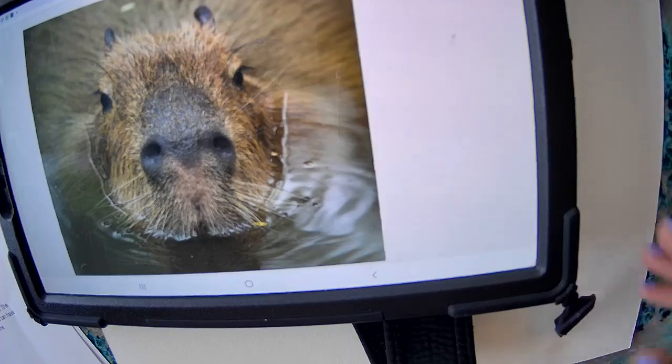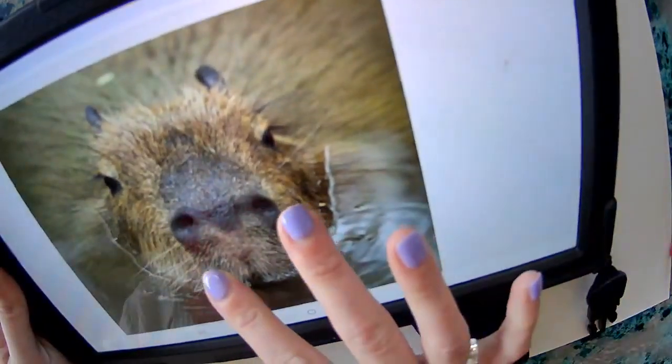I'm working on landscape on my picture today because I think, well, to be fair, you could do it either way because it's quite a square image anyway, so it's entirely up to you. And we're not drawing the whole body of the capybara. You can if you want. I'm just focusing on the face today.